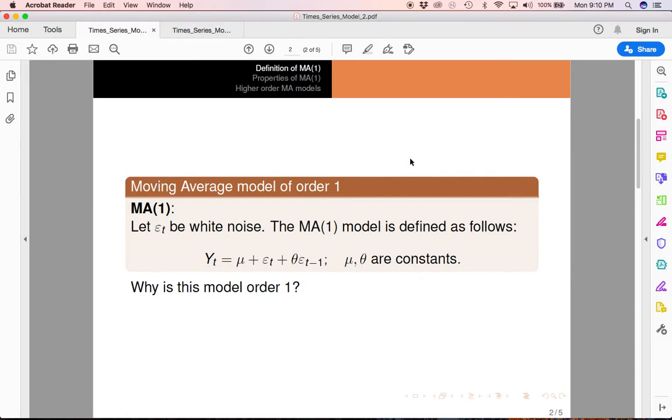Why order 1? Because we are defining y sub t in terms of random variables, in this case the Gaussian white noise random variable, up to the previous past event, or the time index t minus 1. So that is why this is an order 1 model.